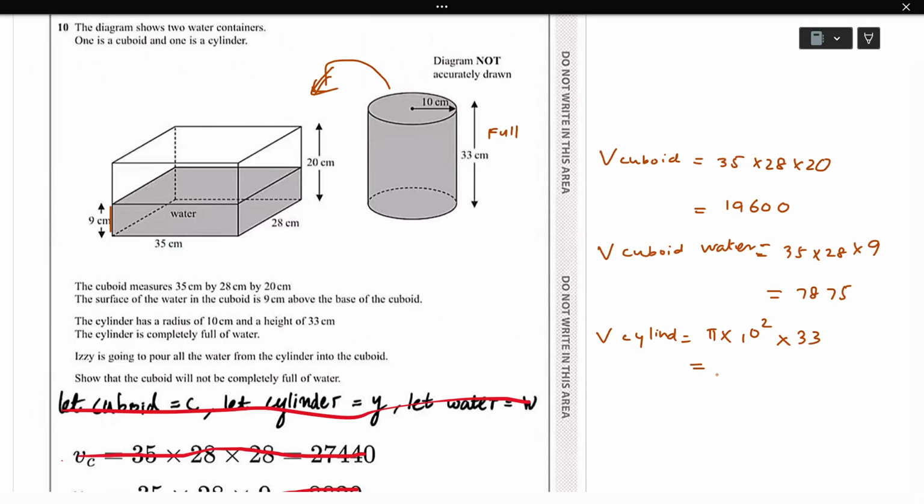So we'll get like 3300 pi. Okay, now the volume we are pouring here. Already this is the volume of the water in the cuboid, and this is the volume of the water in the cylinder. Now when we pour, it will be together. So the total water volume equals 7875 plus 3300 pi.